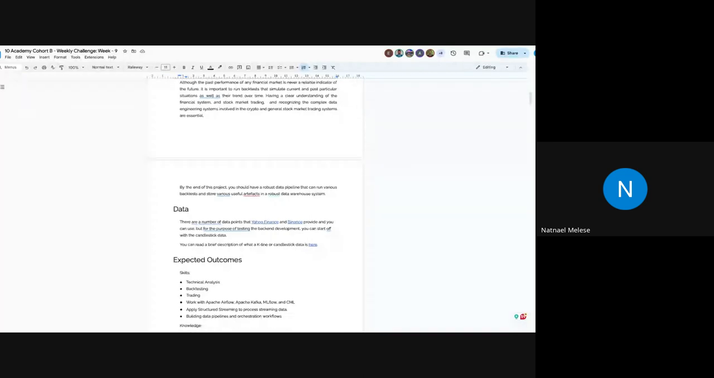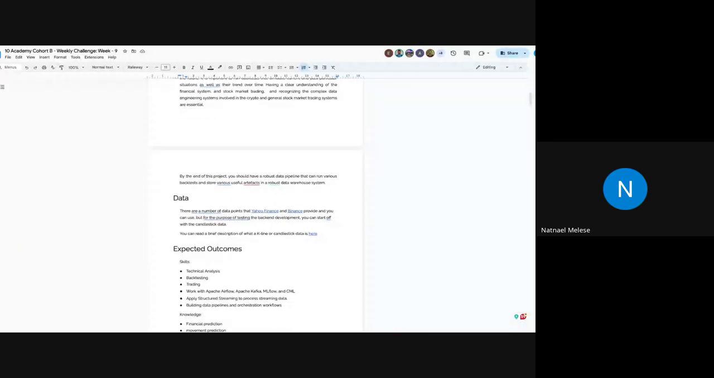So after that, now it's time for you guys to dive deep into each concept, and also each thing that is involved in cryptocurrency and also in financial markets. So for example, you have to understand what K-line or candlestick data is.